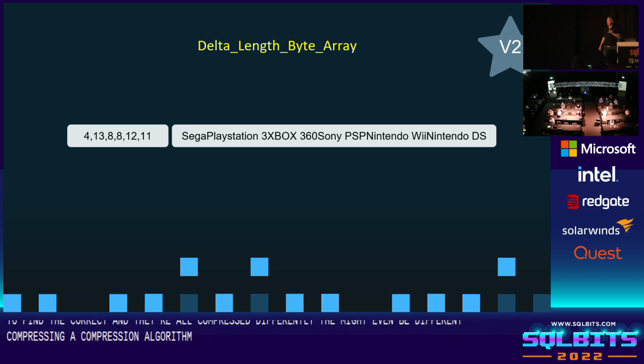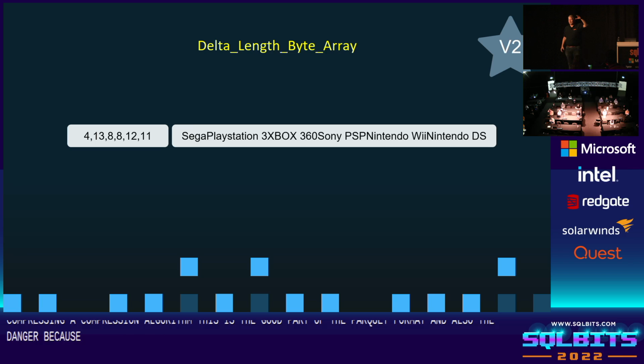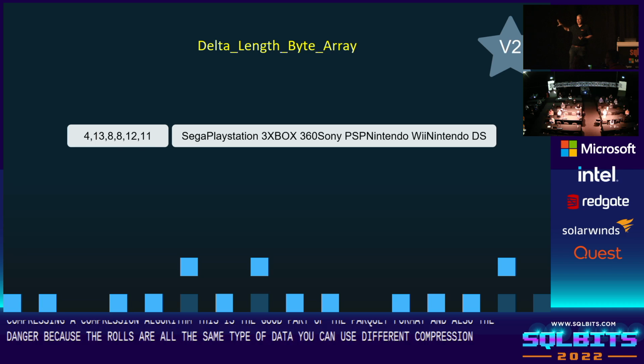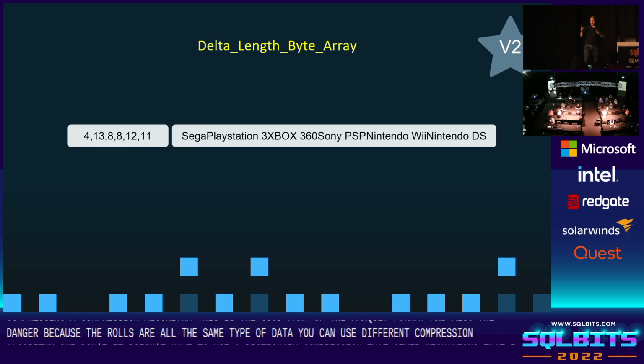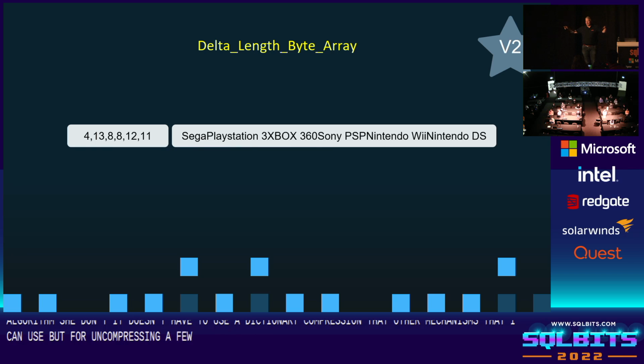This is the cool part of the Parquet format, and also the danger. Because the columns each hold the same type of data, you can use different compression algorithms. It doesn't have to use the dictionary compression. There are other mechanisms that it can use. But for uncompressing, if you did a select star, it will have to use all of them to get to the right row again, right?